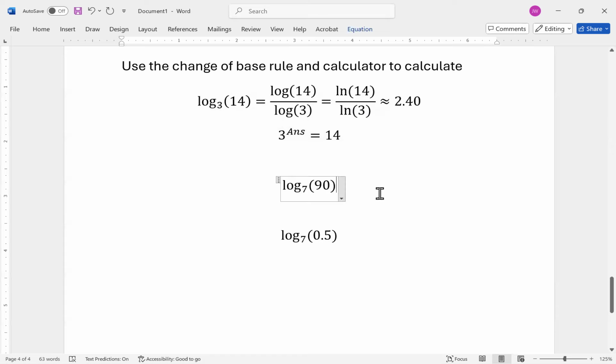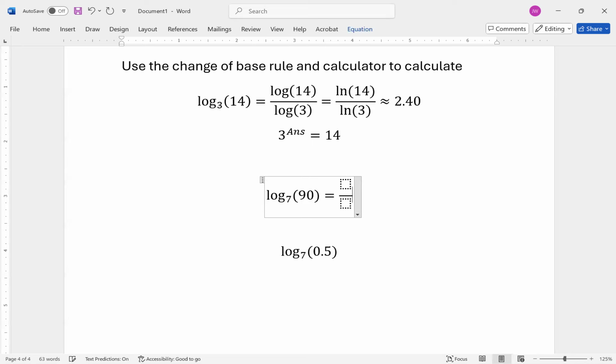How about the next one? Well, the next one, I'll use natural log. You could have used log base 10 as well, but natural log of 90 divided by natural log of 7. That's what I'd plug into my calculator. This is not going to be a whole number. So I'm going to write down an approximate answer, and the calculator gives me back an approximate answer of about 2.31.